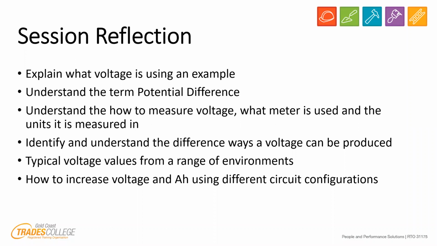All right. Typical voltage from a range of environments. We talked about 1.5 volt AA, 12 volt DC car battery, 230 volt in your home single phase, and 400 volt industrial 3-phase. How to increase voltage and amperes using different circuits. So talking about batteries, increase voltage by connecting them in series, increase amp hours by connecting them in parallel. If you want to increase both, do it in series parallel.